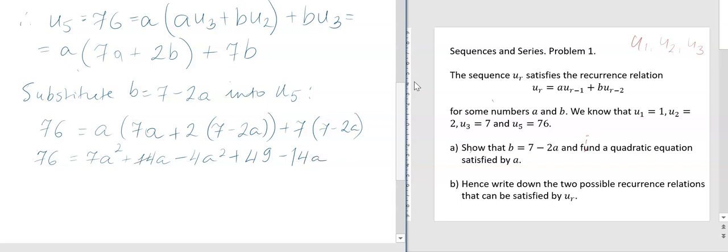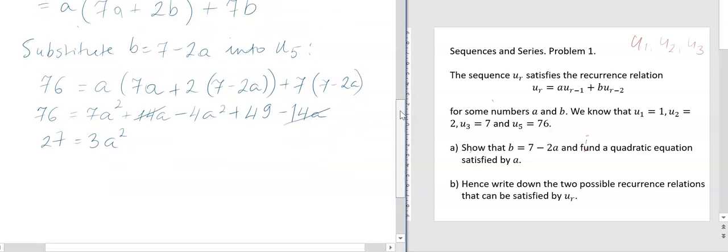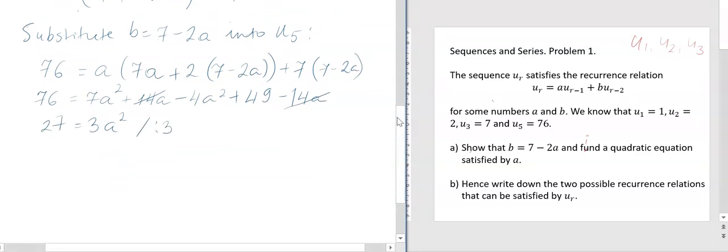Okay, so 14A and minus 14A would cancel out. 7A squared minus 4A squared gives us 3A squared. And if we take 49 to the left-hand side, that would give us 76 minus 49, which is 27. Now, if we divide both sides by 3, we obtain the quadratic equation in terms of A. A squared equals 9. Okay, so part A is now fully complete.